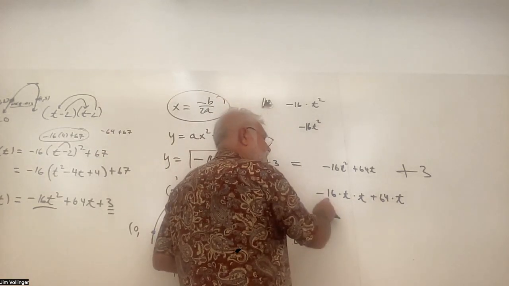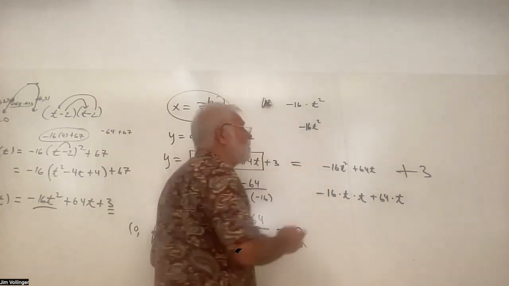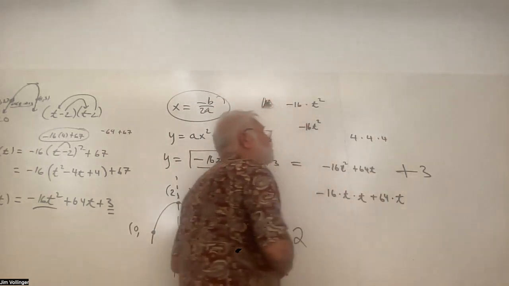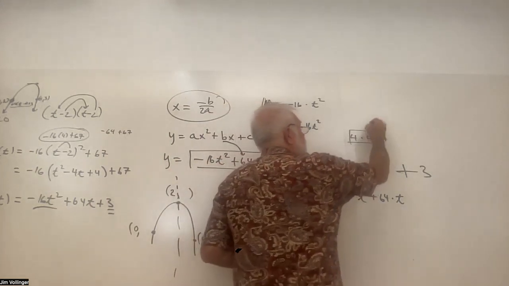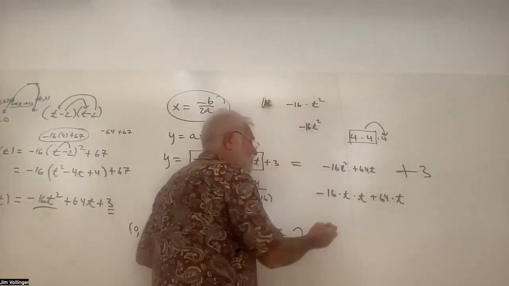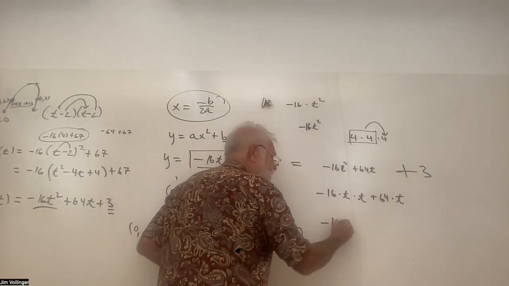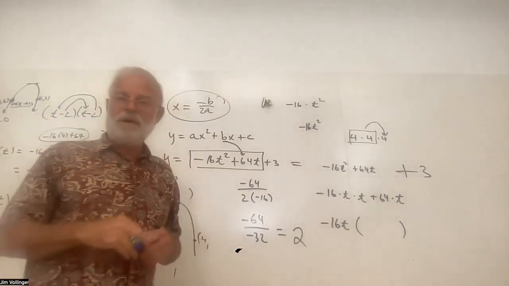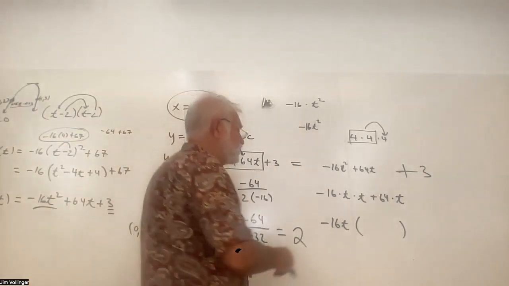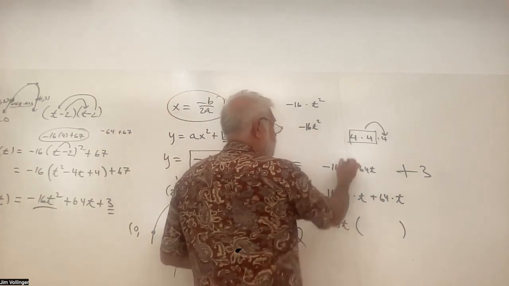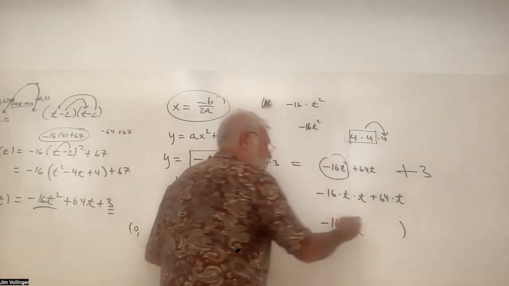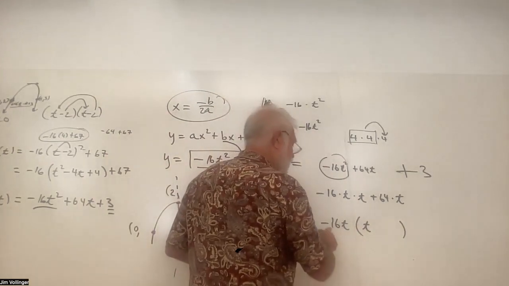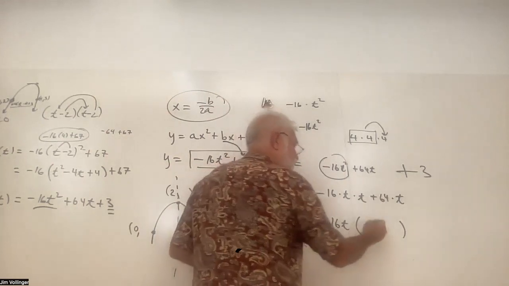Oh, and you know what? 16 actually goes into 64 because 64 is 4 times 4 times 4, 4 cubed. And there's your 16 times 4. So I can actually take minus 16t out and do what we were doing over there a minute ago, that foiling process. And so minus 16t times what gives you minus 16t squared? Obviously t. And minus 16 times what gets you 64?